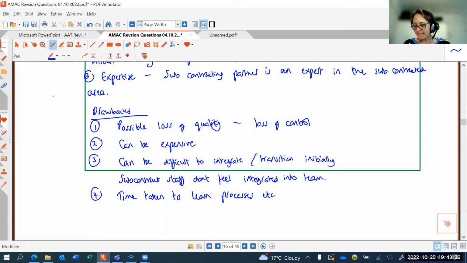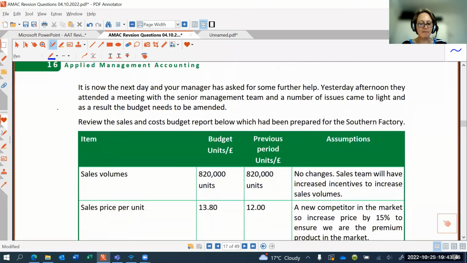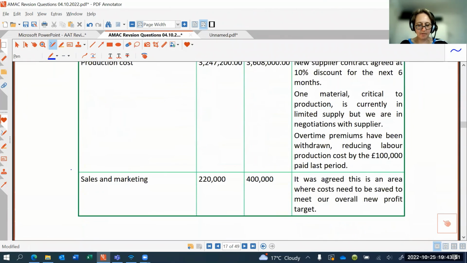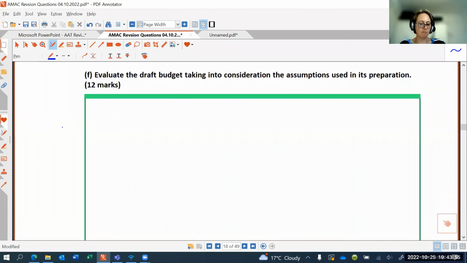Okay, excellent. So that then is as much as we are going to do in this session. And there is another part to this question, and you are welcome to maybe have a look at this before I see you again next time. It's 12 marks for this part of the question. So if you wanted to have a go at this yourself before I see you, that would be great. And then we will be putting an answer together next week together. But to evaluate the draft budget, taking into consideration the assumptions used in its preparation.